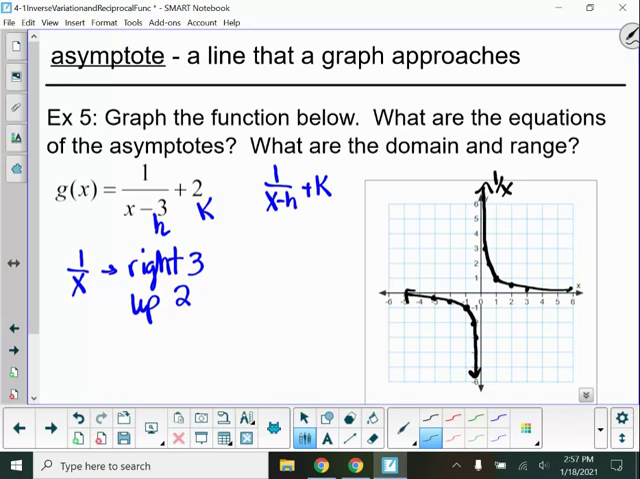So every single one of those points, I am going to move to the right 1, 2, 3, and up 1, 2. So this one is going to go 1, 2, 3, 1, 2. This one is going to go 1, 2, 3, 1, 2. It's going to look the same shape, just shifted.